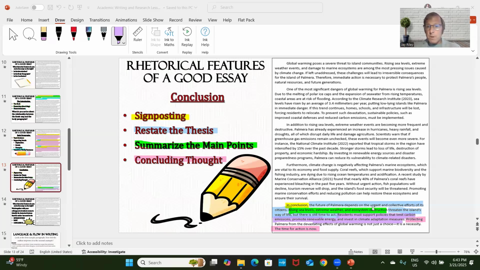So when I look there in purple, the author says residents must support policies that limit carbon emissions, promote renewable energy, and invest in climate adaptation measures. So the author's being very clear as to what they want their audience to do. So that is the call to action in this essay.